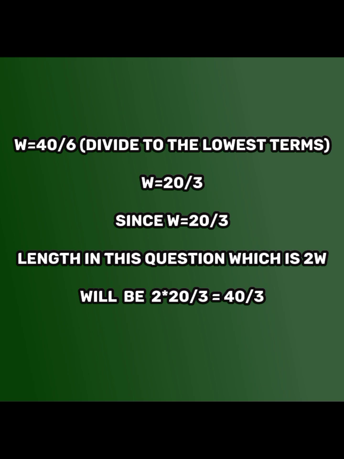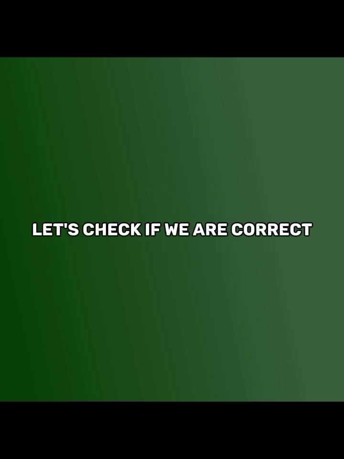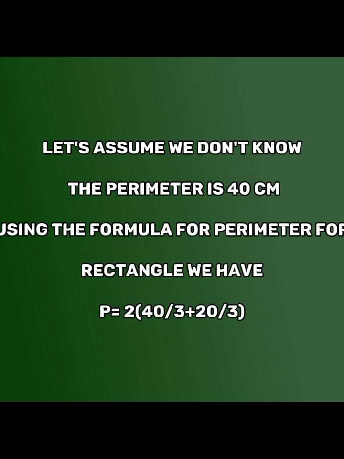Now, since our w is 20 over 3, without being told, you will know that L will be equal to 2 times w, which is 2 times 20 over 3, and that is 40 over 3. But then let's check if we are correct. In every mathematical problem, there's always a way to check if you are correct or wrong. Since we already know that the perimeter is 40 cm, but let's assume we don't know.